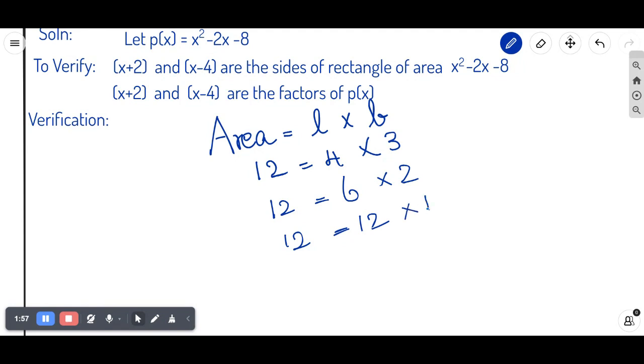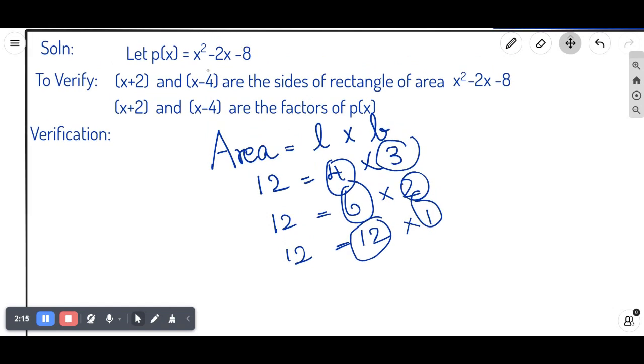So what do you observe from here? The observation is that these numbers 3, 2, 1, 12, 6 and 4, all of these are factors of 12. So this is what we are going to do here. In our question, what is given is p of x is equal to this. Let's take this as the p of x. This is the area, right?